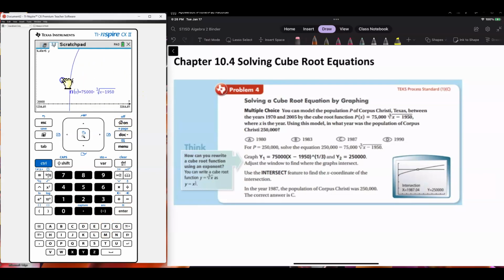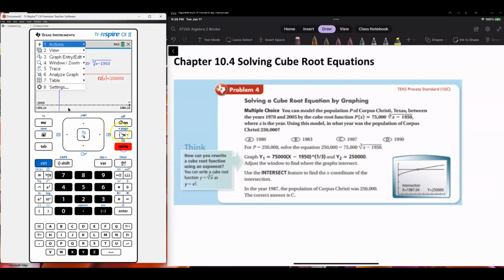Okay, so there's our cube root equation. Now I need to type in where we want to be, 250,000. So I have 250,000. Enter. And you notice that the two lines do intersect, and that's what you have to find. So you go to Analyze Graph, Intersection.